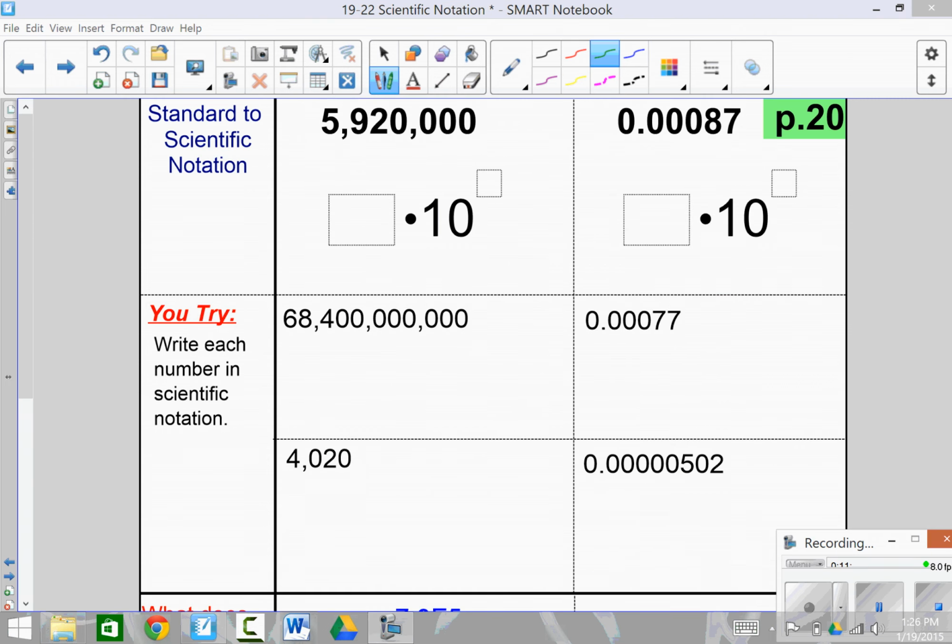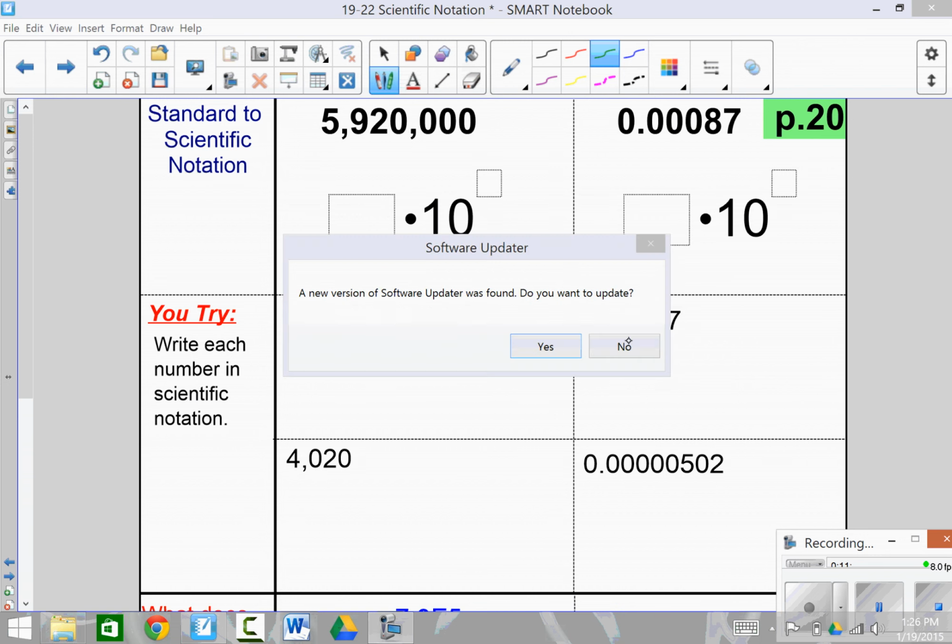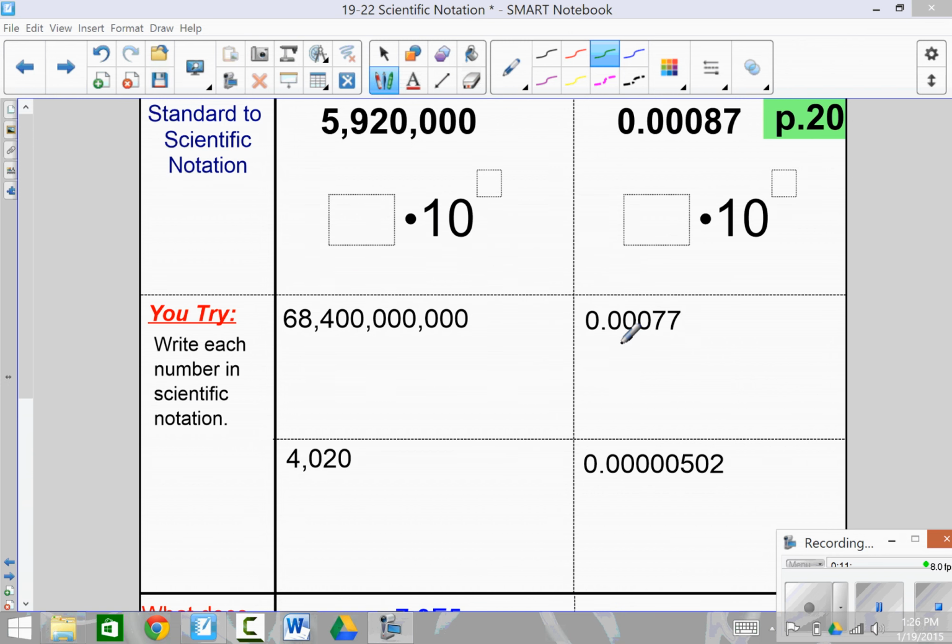Okay, you should be on page 20 here. Oh, no, we don't want to update. So now we're going to be able to work the other way. I'm going to give you a number that's in standard form. So in other words, it's just a normally written number, and we're going to write it back into scientific notation. So the previous page we were given a number that's in scientific notation, and we changed it to a standard form number. Now we're going to go the other way.